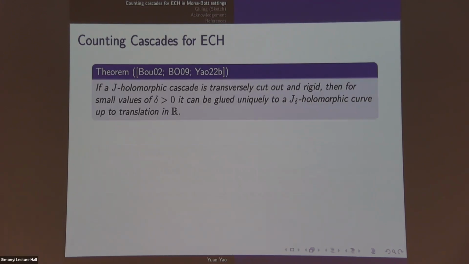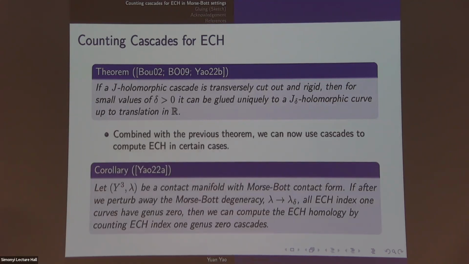And this is the gluing theorem. Some version of the theorem first appeared in Bourgeois' thesis, and then there's Bourgeois and Oancea, who did symplectic homology, and then there's this paper I posted this year, which uses different gluing techniques and took about 100 pages. But this addresses the third bullet point: you have a J-holomorphic curve that's transversely cut out and rigid. Then after a small perturbation, it can be glued uniquely to a J-holomorphic curve up to translation in the symplectization direction. Okay, so combined with the previous theorem, we can now compute ECH using cascades in certain cases.